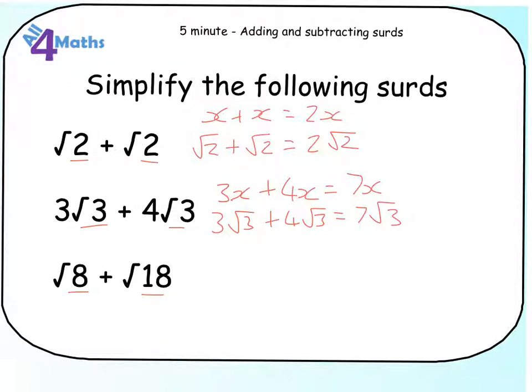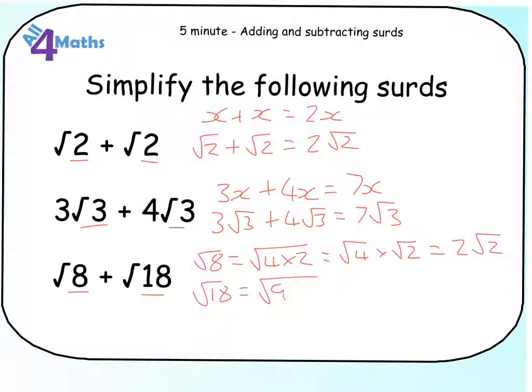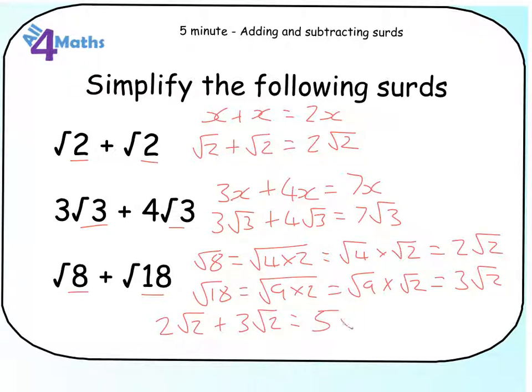The last example is the first one where we've not got the same number in the square root sign. So we're going to go ahead and try and simplify these and see whether we end up with the same number in the square root sign. So the square root of 8 is the same as the square root of 4 times 2, which is the square root of 4 times by the square root of 2, which is 2 root 2. Square root of 18 is the square root of 9 times by 2, which is the square root of 9 times by the square root of 2, which is 3 root 2. We've now got the same thing in the root sign, so we've got 2 root 2 add 3 root 2, which becomes 5 root 2.